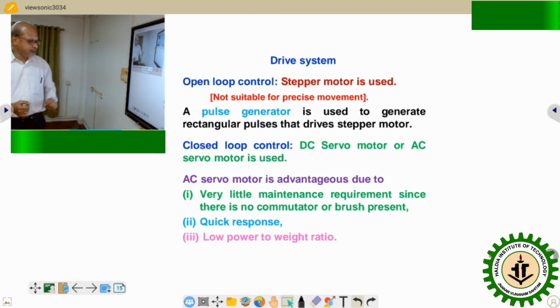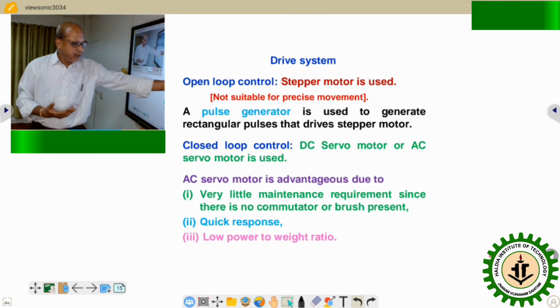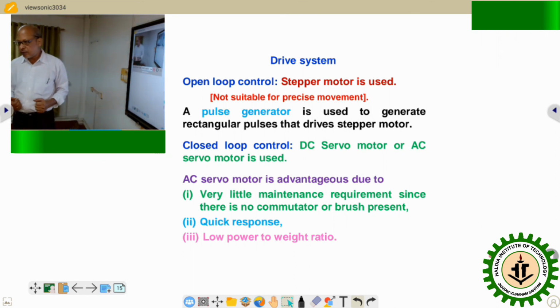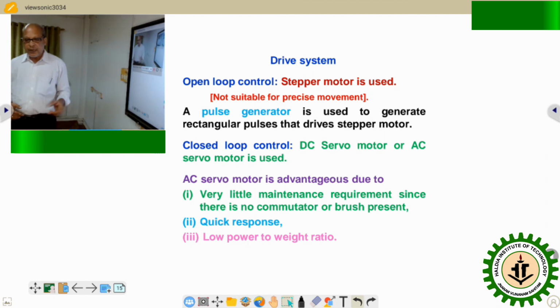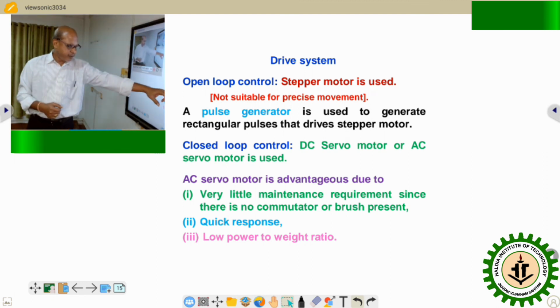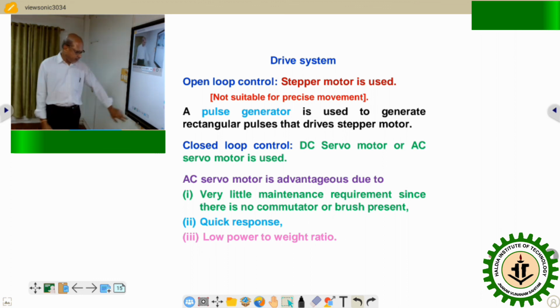In the earlier times, it was initially started with the DC servo motor, but afterwards these DC servo motors are increasingly being replaced by AC servo motors because of some potential advantages. First of all, very low maintenance required, quick response and low power to weight ratio. Afterwards we will discuss each and every topic in detail.